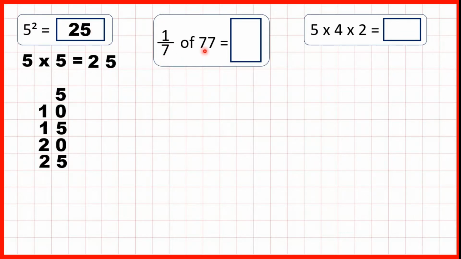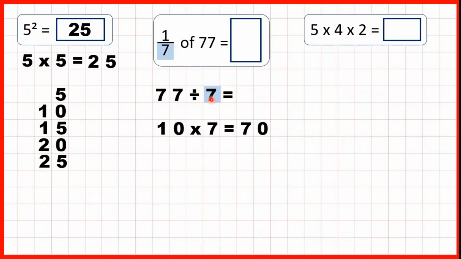Find 1/7 of 77. So to find a fraction of a number, we divide by the denominator, then times by the top. But here the numerator is 1, so all we need to do is divide 77 by the denominator. So 77 divided by 7, we can use the inverse to work it out. 10 times 7 is 70, and if we add another 7, 11 times 7 is 77, which means that 77 divided by 7 is 11, so our answer is 11.